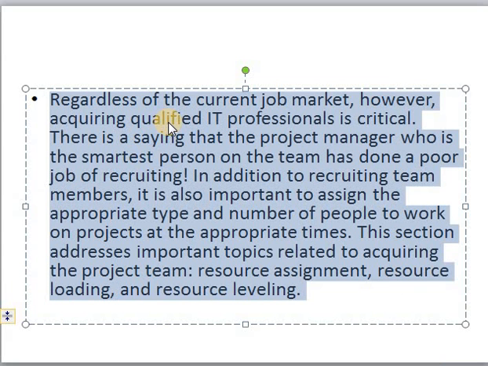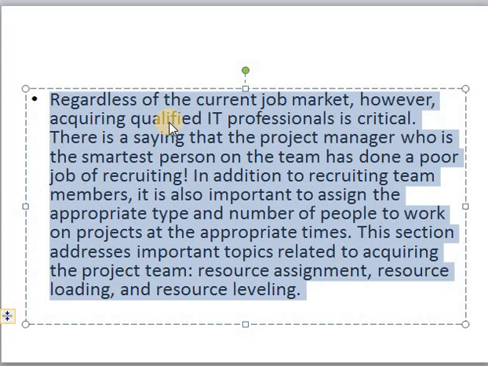So without considering the current job market, acquiring qualified IT professionals is a critical job. There is a saying that the project manager who is the smartest person on the team has done a poor job of recruiting. In addition to recruiting team members, it is also important to assign the appropriate type and the number of people to work on the project at the appropriate times. This section addresses important topics related to acquiring the project teams, resource assignment, and resource loading and leveling as well, which we will also continue in the next lecture.